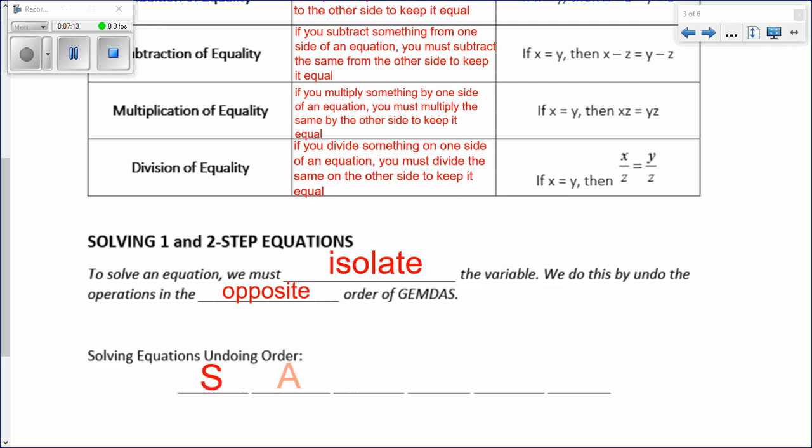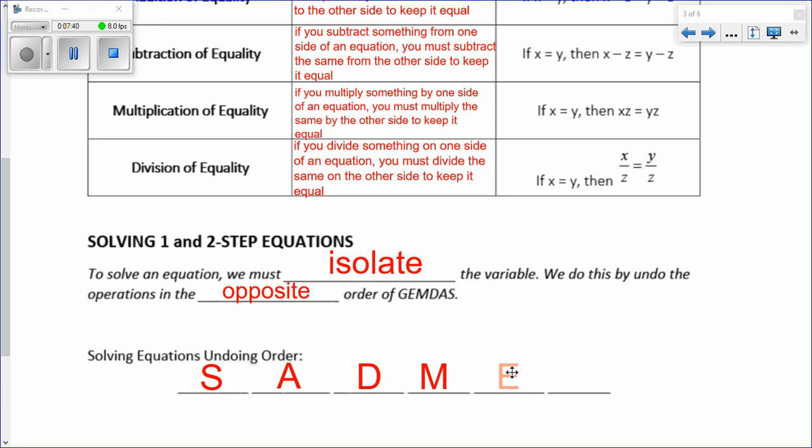So we start off with undoing subtraction and addition. Anything added or subtracted to the variable, we undo that first. And by undoing it, we just use the opposite operation. So if it was added to it, we subtract it. If it was multiplied, we divide it. And then once we've done all the subtraction and addition, then we can undo anything that was multiplied or divided with the variable by doing the opposite operation.